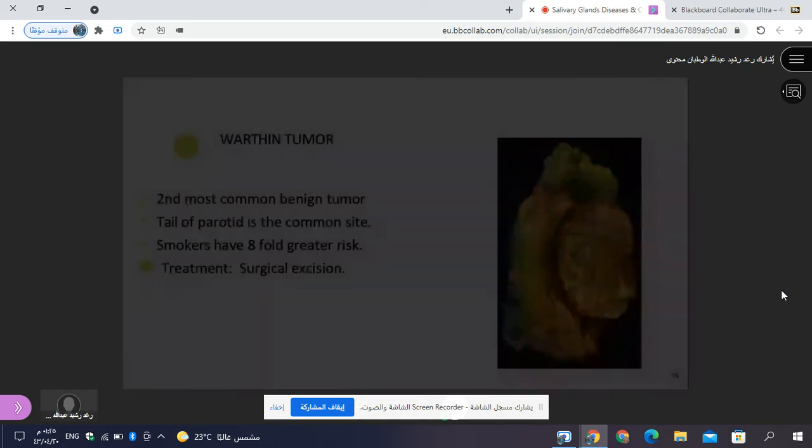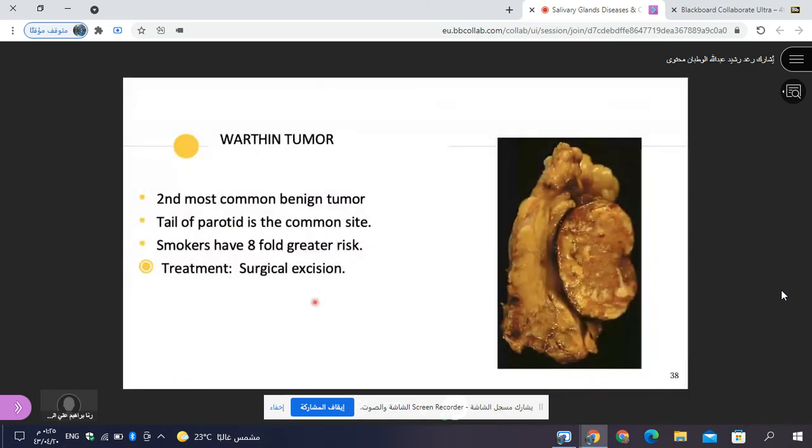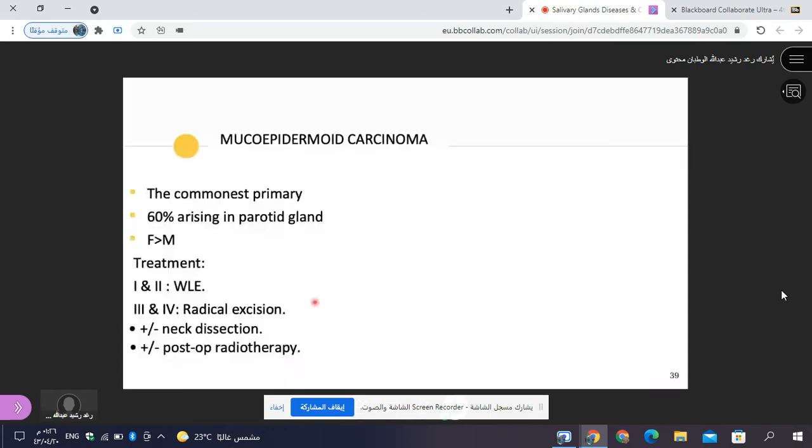Okay, next slide. Okay, the second most common benign tumor is Warthin tumor, where it is located in the tail of the parotid gland. Smoking here is a risk factor. Can you imagine that it increases the risk 8 times? For the treatment, surgical excision is the best. Next slide.